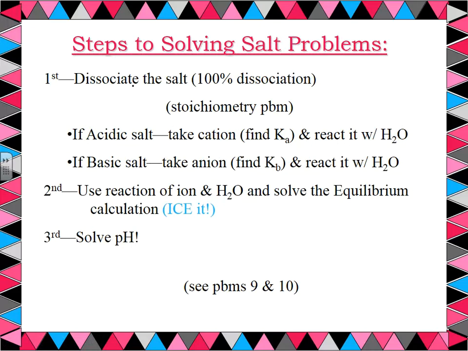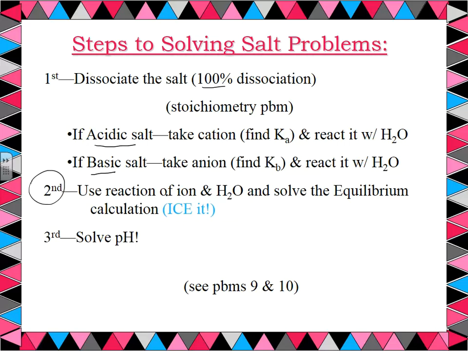Steps to solving these problems. The first thing you have to do is dissociate your salt. These salts are always going to be assumed to dissociate 100%, and this is a stoichiometry problem, not an equilibrium problem, so it's going to be a 100% shift. If your salt was acidic, you're going to take the cation from the salt to start the next part, but you need to find the Ka of it, and you're going to react it with water. If the salt was basic, you're going to take the anion from the salt, find its Kb because it's basic, and then react it with water. And that's how you're going to get your reaction to use for the second step here.